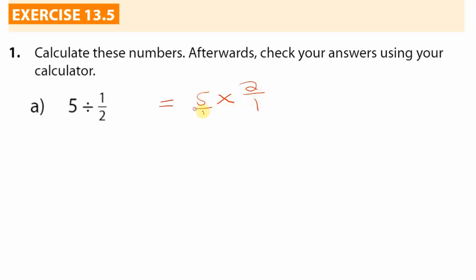We know 5 is the same as 5 over 1. And now we can apply our rule of multiplication, which says multiply tops, 5 times 2 is 10. Multiply bottoms, 1 times 1 is 1. 10 divided by 1 is nothing other than 10.